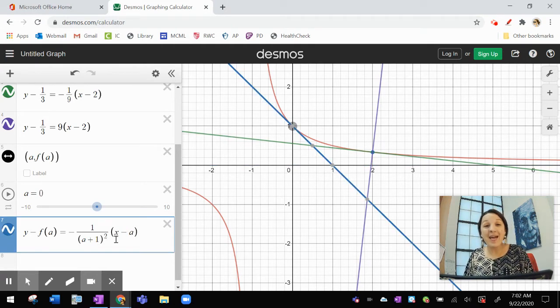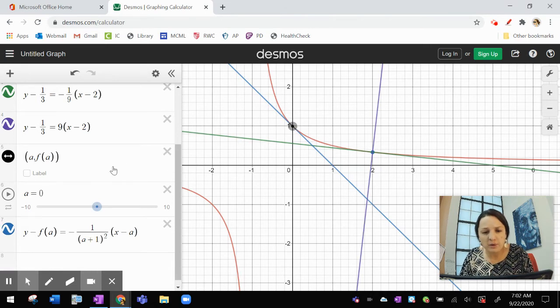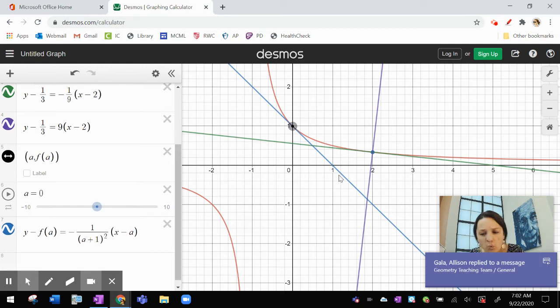Hey, I'm at a tangent line. It's going to move with it. Woohoo! All right, let's move it around and see if that slope's -1. Well, if I put it right here at a equals 0, what just happened to my voice? Hey, that slope does look like it's at -1.